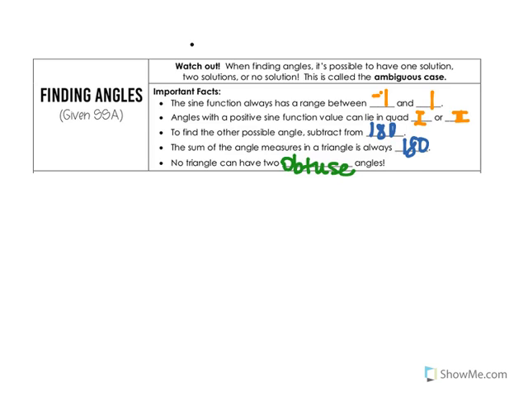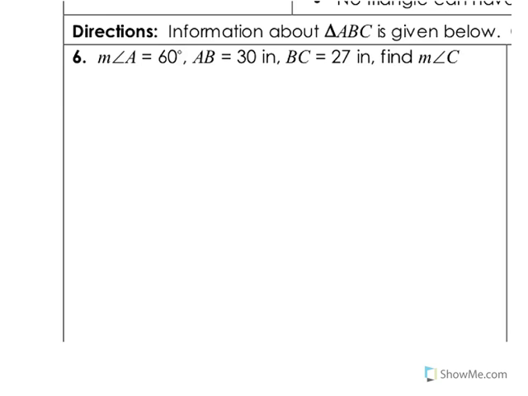Okay, so remember yesterday you were doing law of sines and you were finding sides. So this particular ambiguous case applies when you do angles. All right, so we have measure A is 60 degrees, length AB is 30 inches, BC is 27 inches, and we have to find measure C.